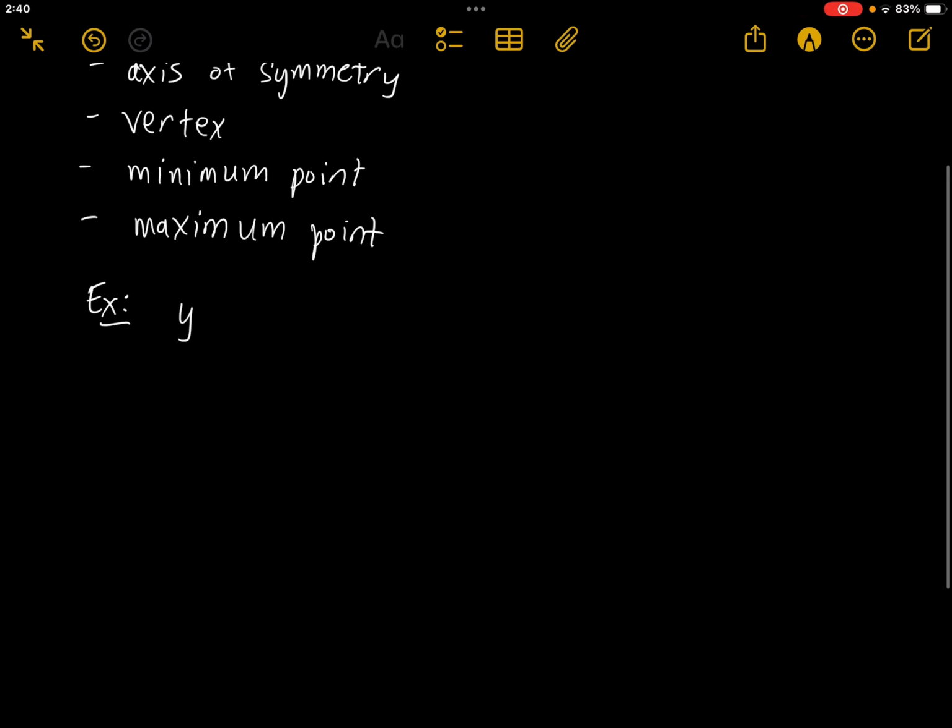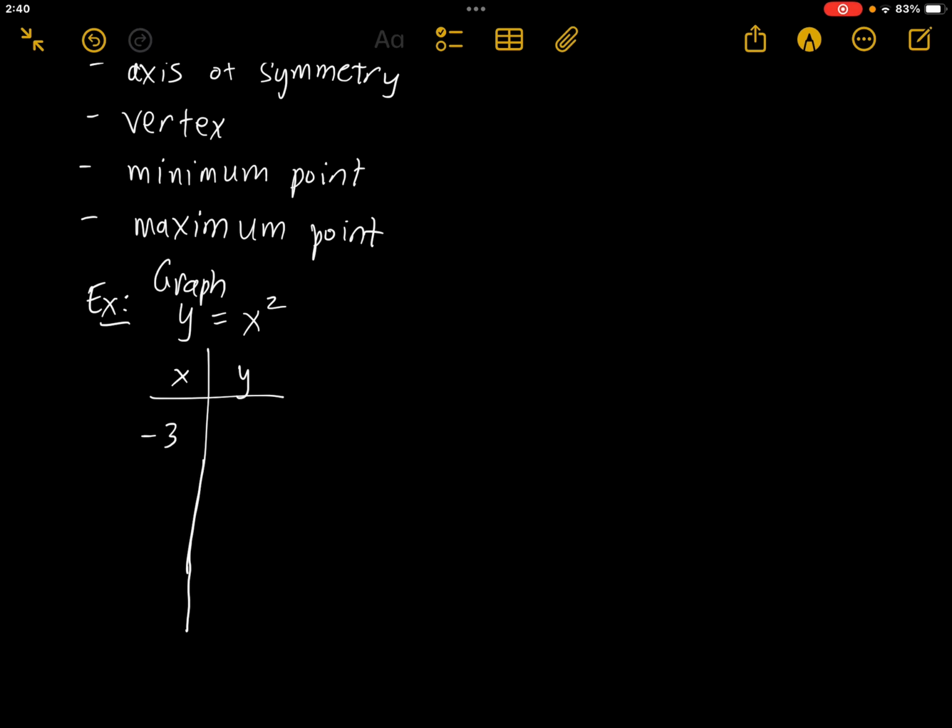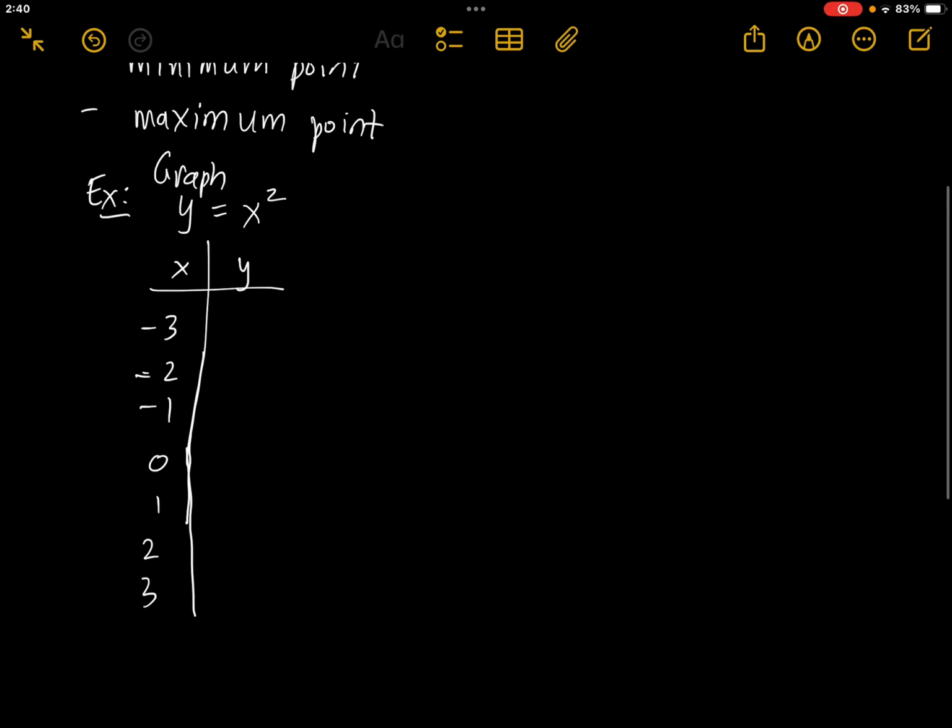So for example, graph y equals x squared. Well, what do we do when we're trying to figure out what the graph of an equation looks like? We plot some points. So let's make a table of x and y, and we just make up some values of x. So how about -3, -2, -1, 0, 1, 2, 3. And what do you get for y for each of these values? Well, -3 in parentheses squared is 9, and then you get 4, 1, 0, 1, 4, 9.